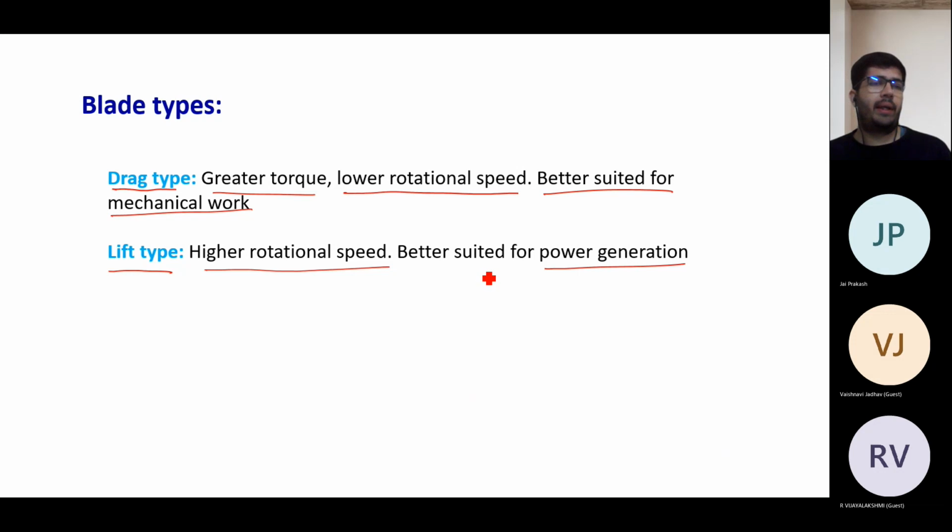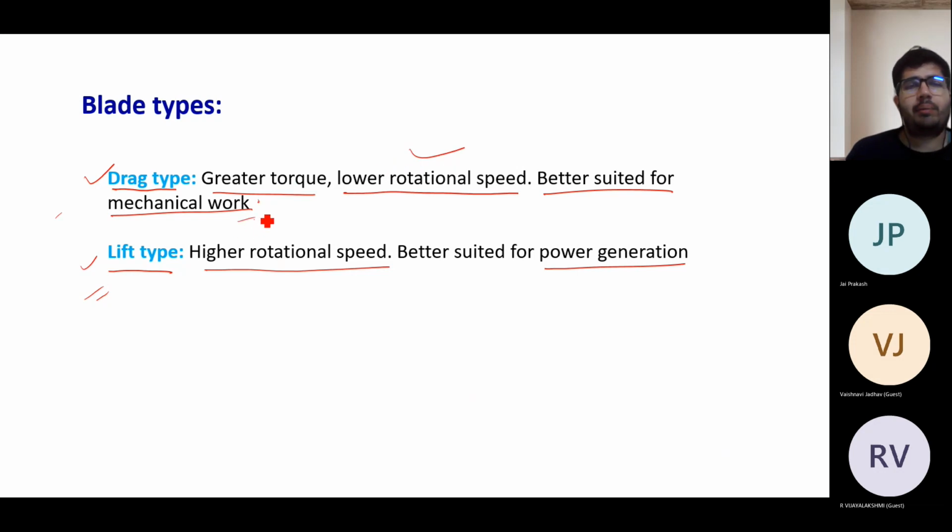So there are two types of blades: drag type and lift type. The drag type blade has greater torque, low rotational speed, and is better suited for mechanical work. In earlier times, we were using drag type blades in windmills for grain grinding and water pumping, where we require more torque and low rotational speed. But the efficiency is quite low as compared to lift type.